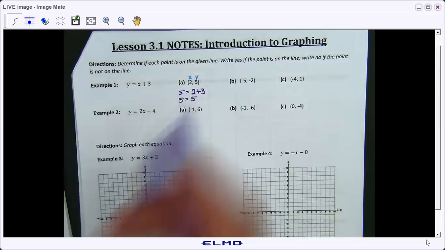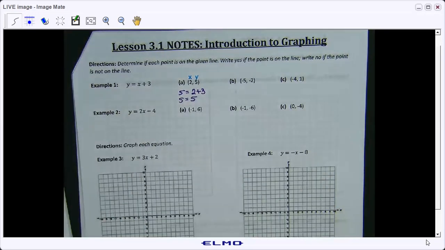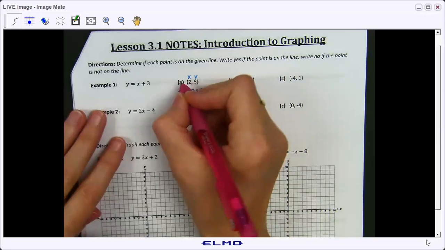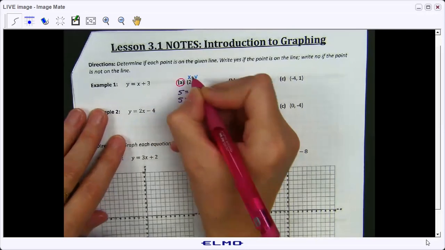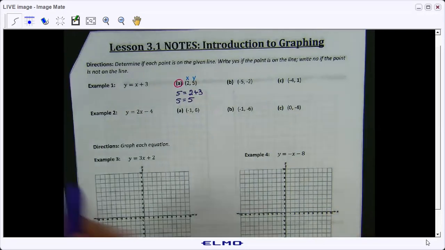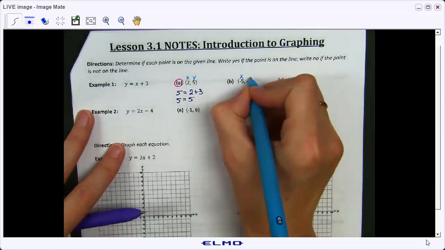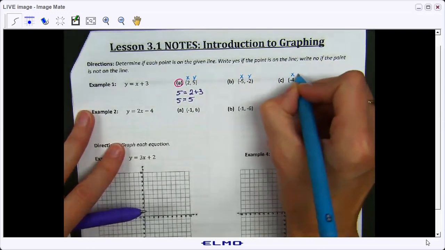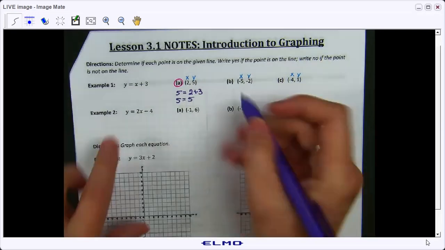Because your left side equals your right side, this ordered pair is a solution to the equation, meaning that the ordered pair will be on that line when you graph it. Okay. So we're gonna do that with each of these. This is your X, this is your Y. So we're gonna plug those in.